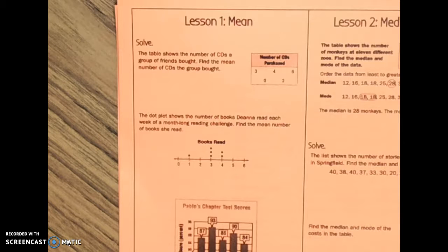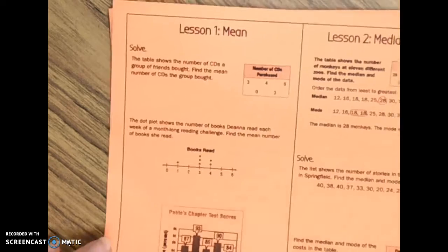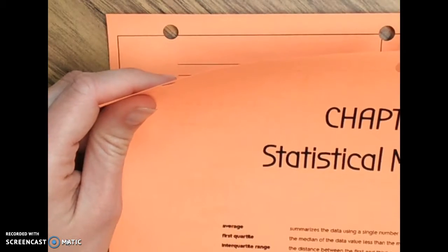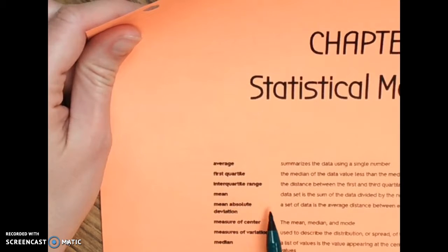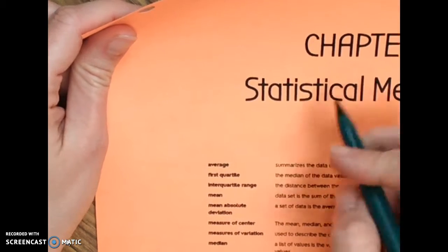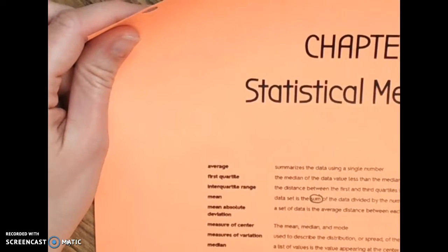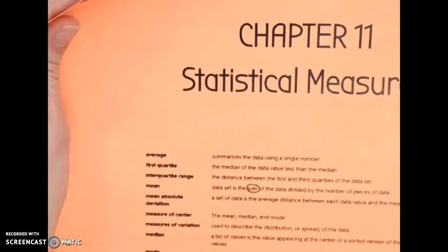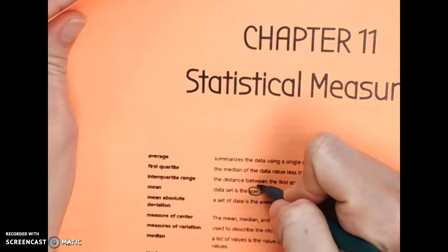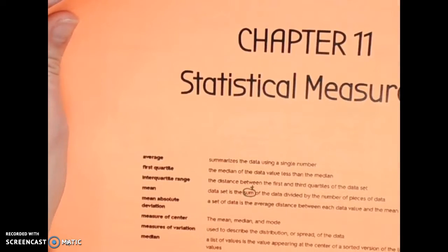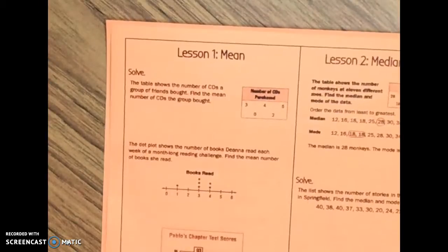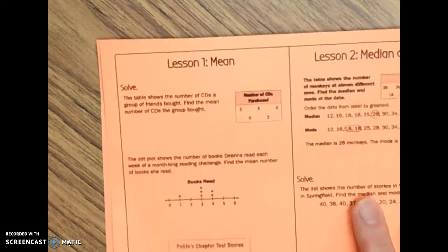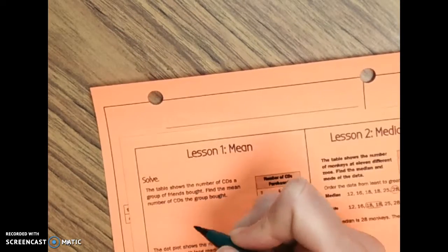We look at Lesson 1, mean. It says the table shows the number of CDs a group of friends bought. Find the mean number of CDs their group bought. If we look back here at the front, it says mean of a data set is the sum of the data divided by the number of pieces of data. Sum means we're going to add all the numbers up and divide by the number of pieces there are.